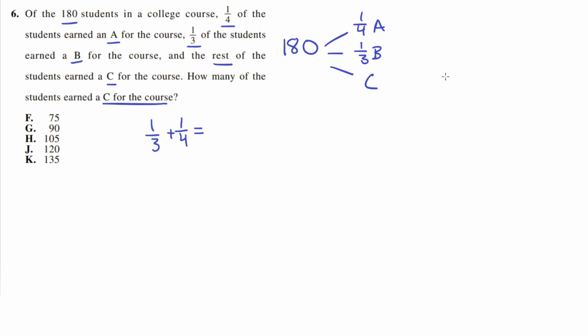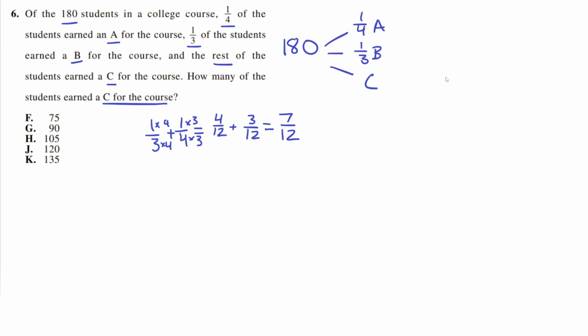So 1/3 plus 1/4 is equivalent to just writing 4/12 plus 3/12. So I just converted these two fractions into 12ths by multiplying top and bottom of this by 4 and multiplying the top and bottom of this by 3. So 4/12 plus 3/12 is just equal to 7/12. So that means 7/12 of the 180 got an A or a B.